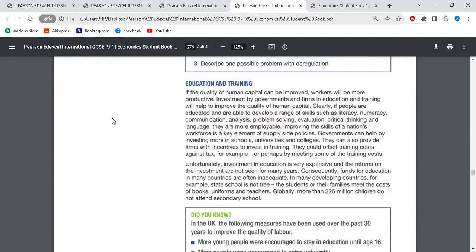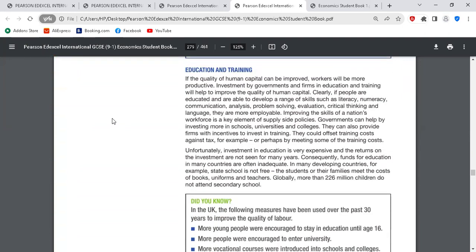Education and training is another supply side policy. If the quality of human capital can be improved, workers will be more productive. Investment by government, workers will be more productive. Human capital, we're talking about the added value, what you can put on the table, what you can prove. How can you improve the working practice in this company? That's what human capital is about.